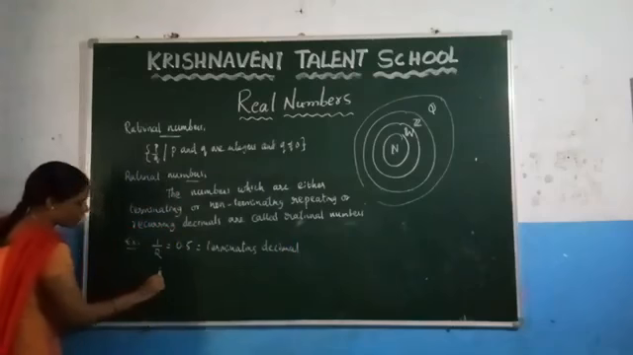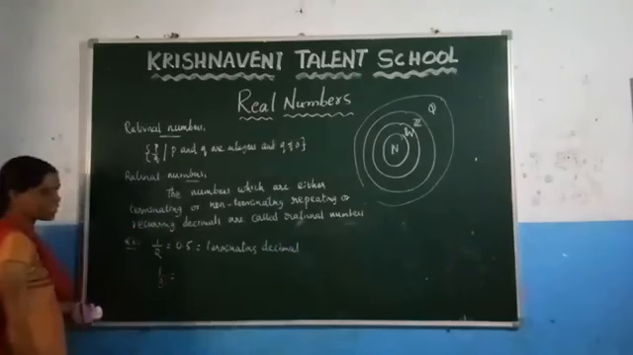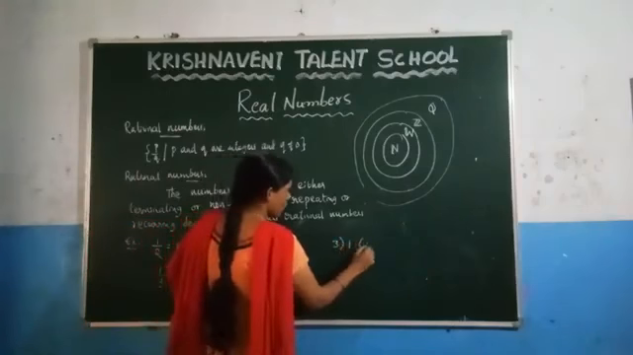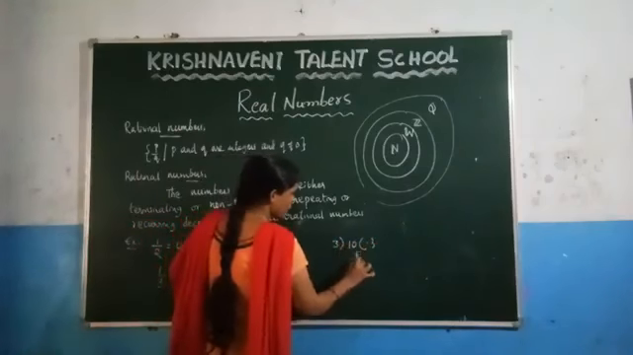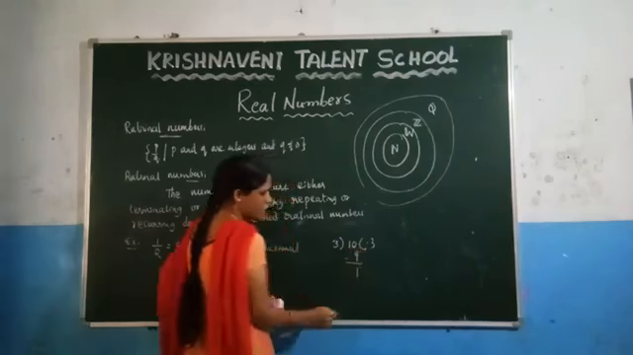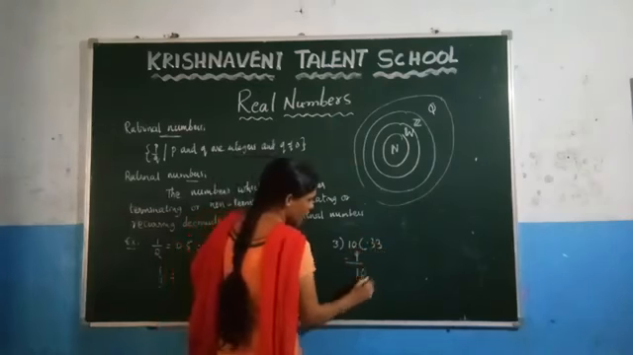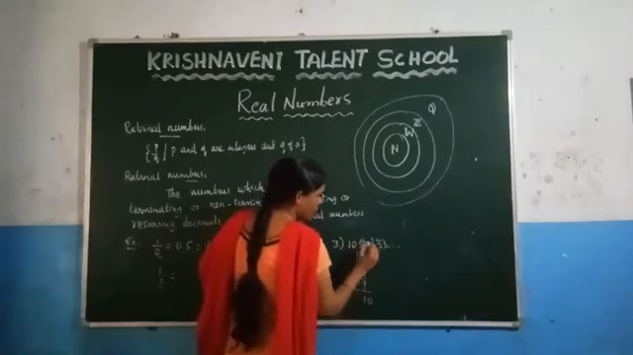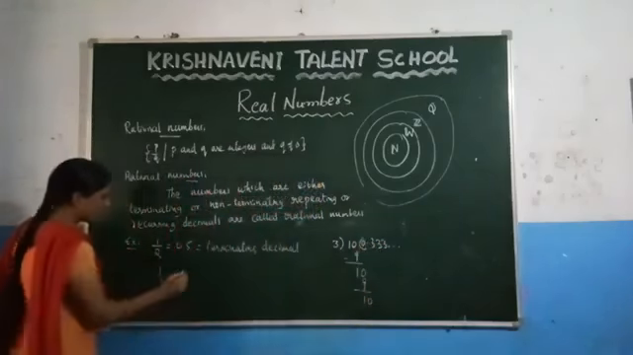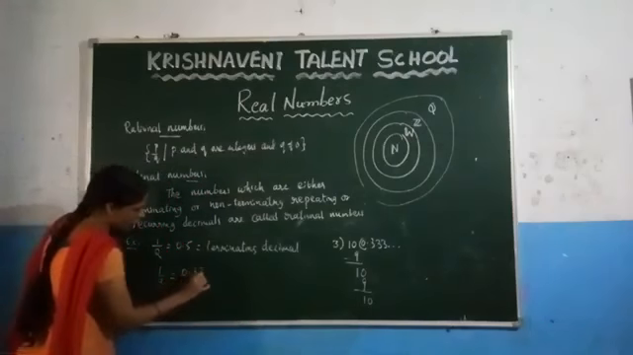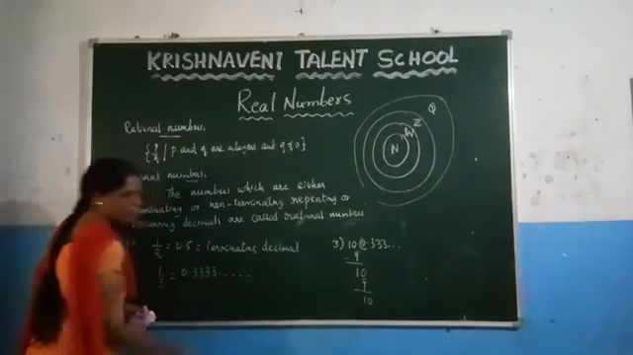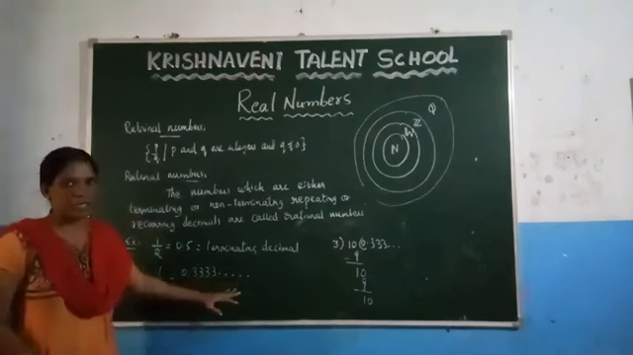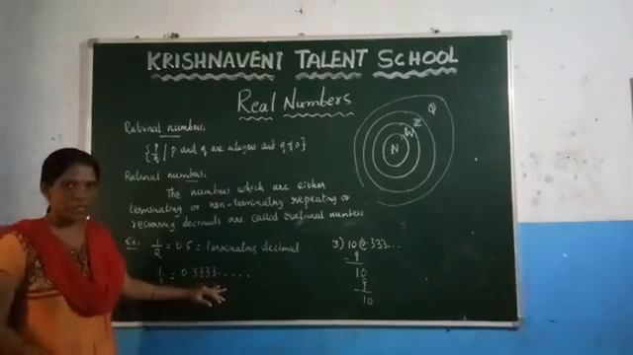Now consider the value of 1 by 3. What is the value of 1 by 3? You can do the division here. Here you will get 0, 3 times 3 is 9. Again you will get the remainder as 1. Keep 0. Again 3. So here you can observe that this 3 is repeating. So what is the value of 1 by 3? You will get 0.3333 and so on. Here you can observe that after the decimal point it does not have any end. So we can say that it is a non-terminating decimal.